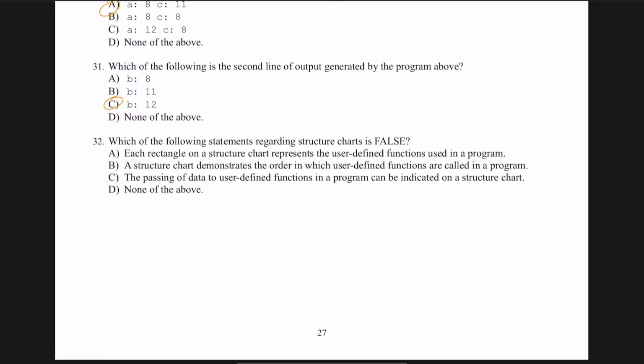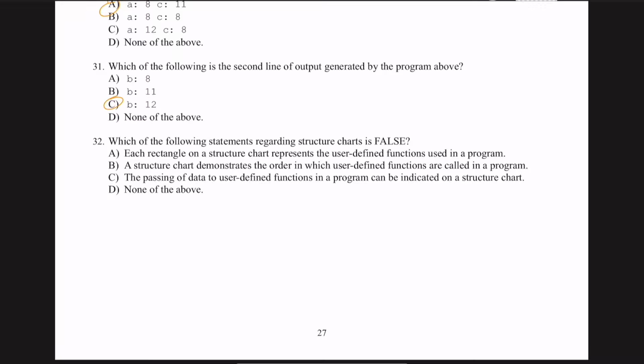Question 32. Which of the following statements regarding structure charts is false? A. Each rectangle on a structure chart represents user-defined functions used in a program. This is going to be true by definition. If you need a review of what the different symbols mean, I would review the textbook or notes packet. B. A structure chart demonstrates the order in which user-defined functions are called in a program. Right, we're going to represent that order by left and right, as well as up and down, based on if it's the main calling the function or we have a flow between multiple functions calling functions.